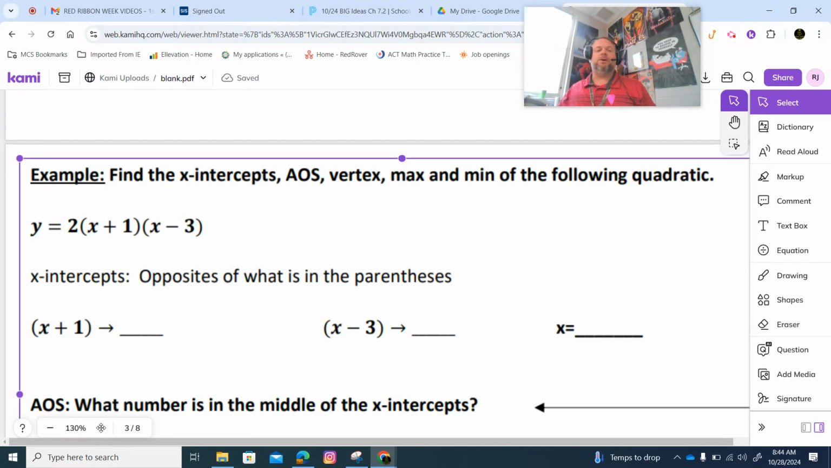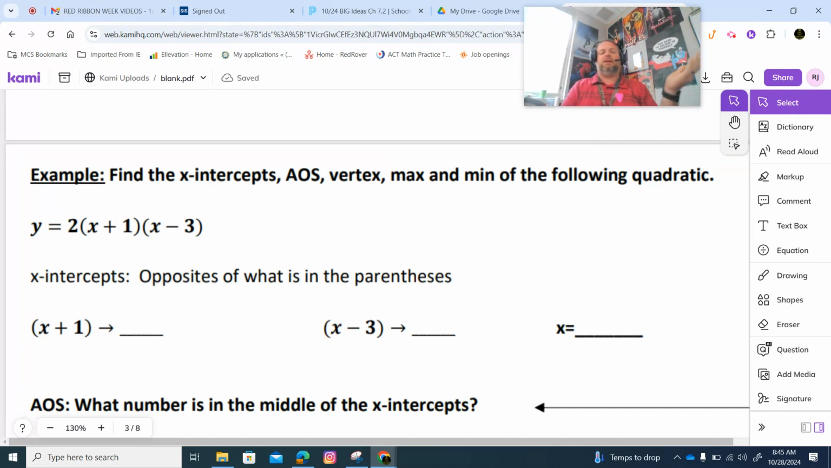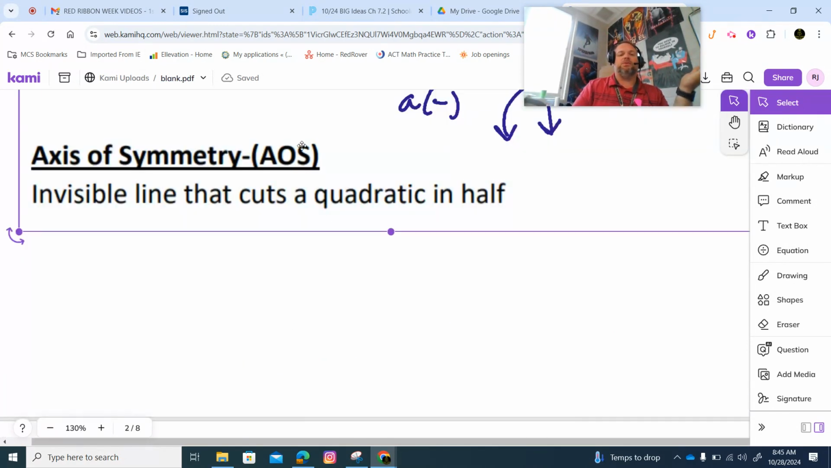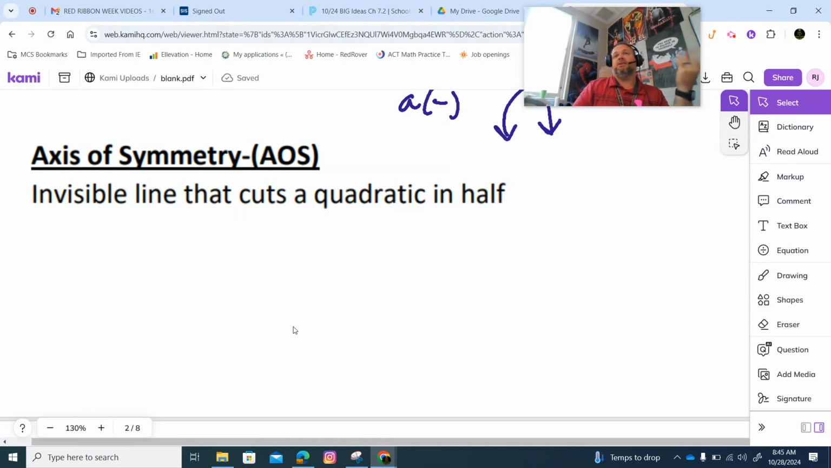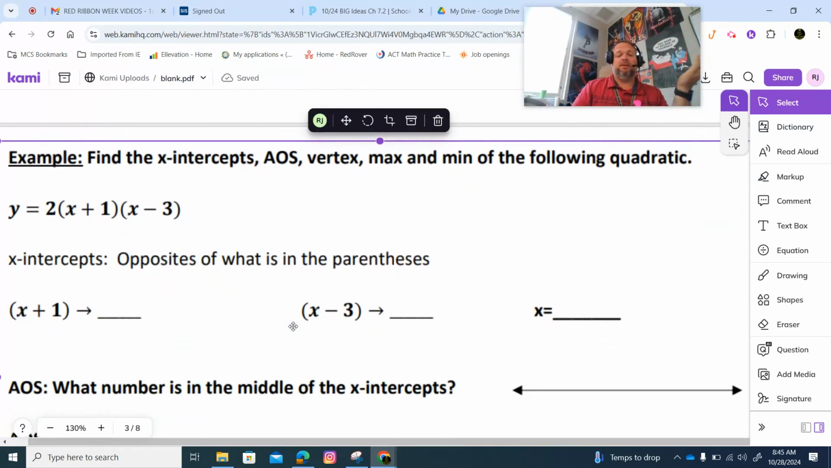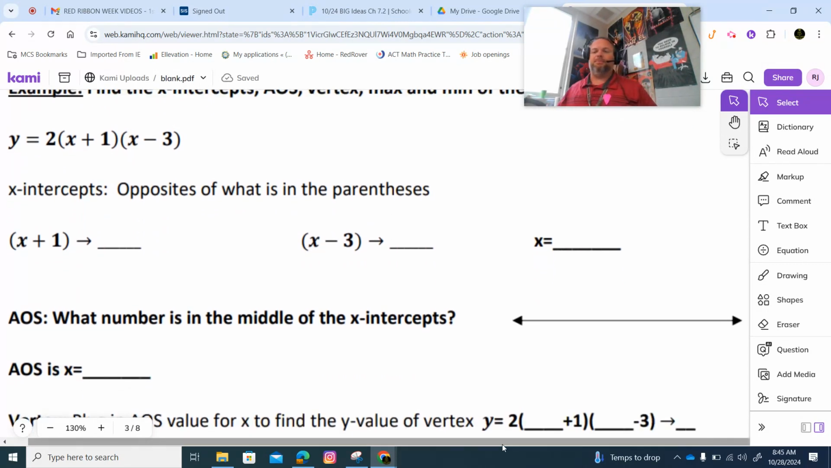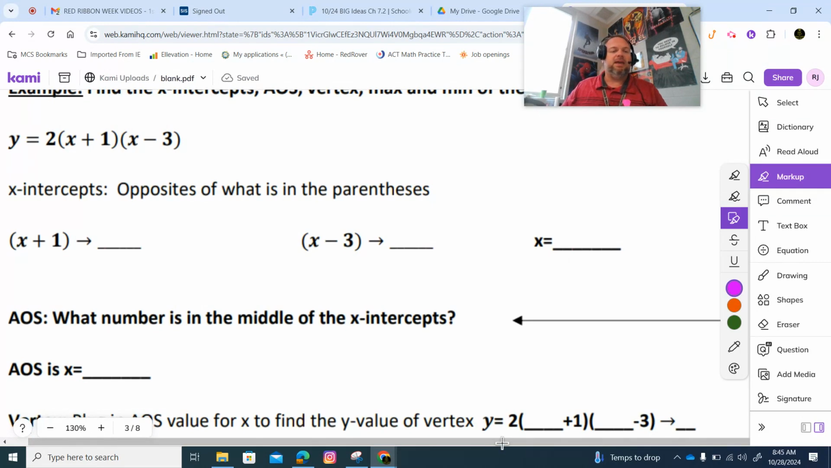So, example: find the x-intercepts and AOS. I did notice how I said axis of symmetry. After this, we're just going to say AOS. Is that okay? Okay, good. It's going to happen, so y'all just got to be okay with it. So first we're going to find the x-intercepts. It's the opposites of what's in the parentheses.